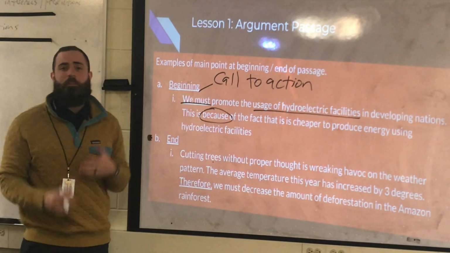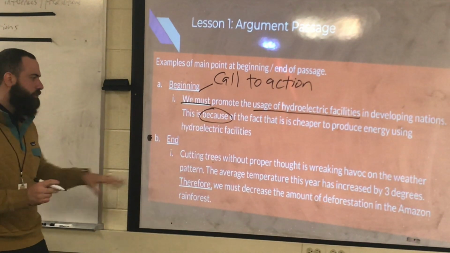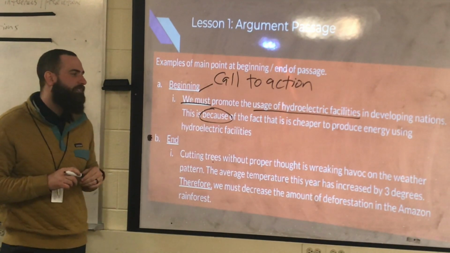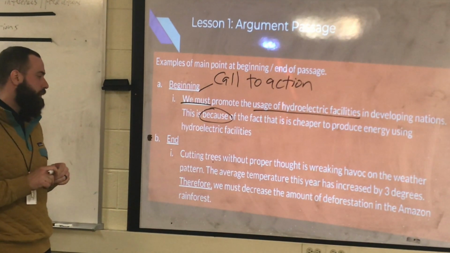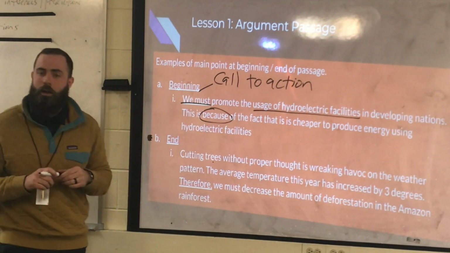So that's an example of it coming at the beginning. But remember, an argument can also be made at the end. So let's read the second paragraph. Cutting trees without proper thought is wreaking havoc on the weather pattern. The average temperature this year has increased by 3 degrees. Therefore, we must decrease the amount of deforestation in the Amazon rainforest.